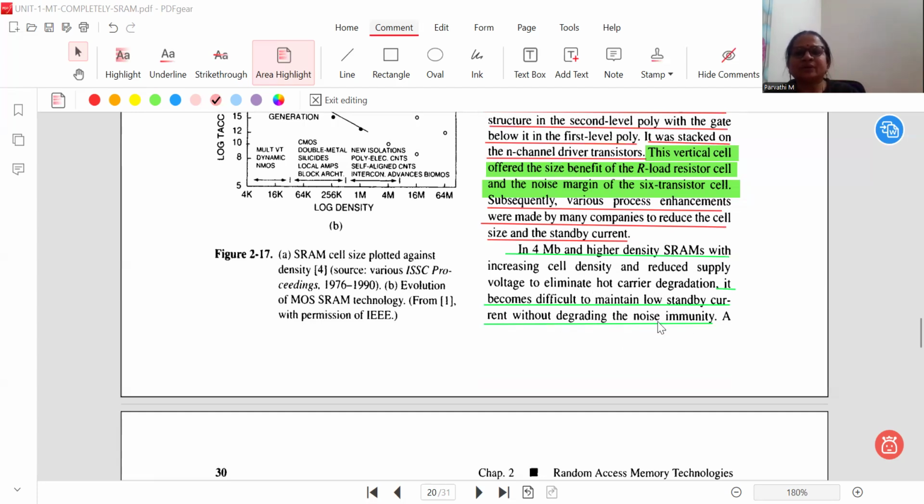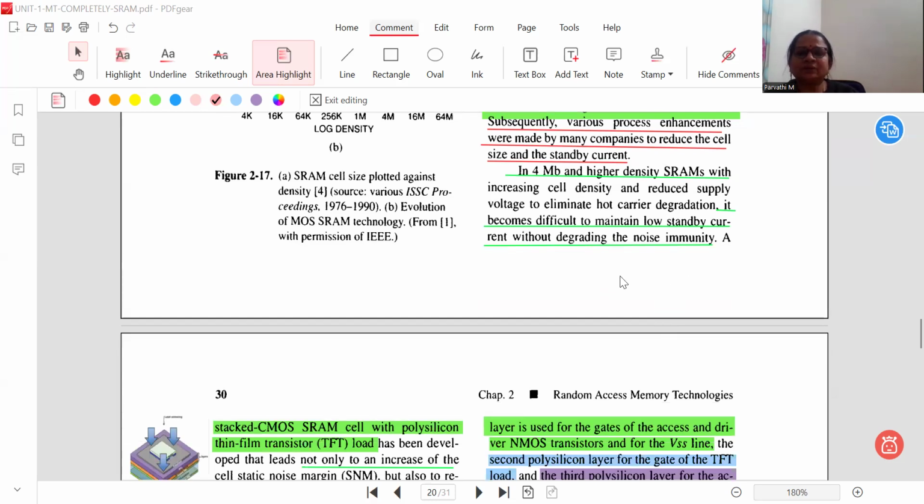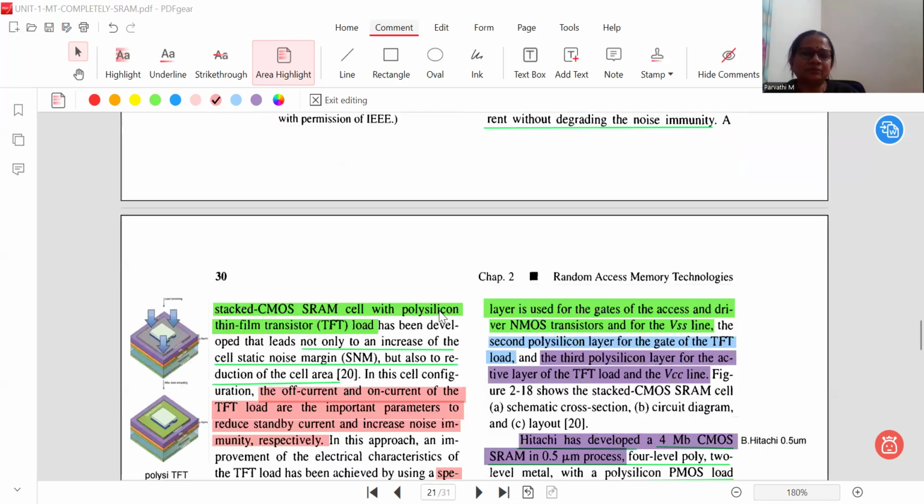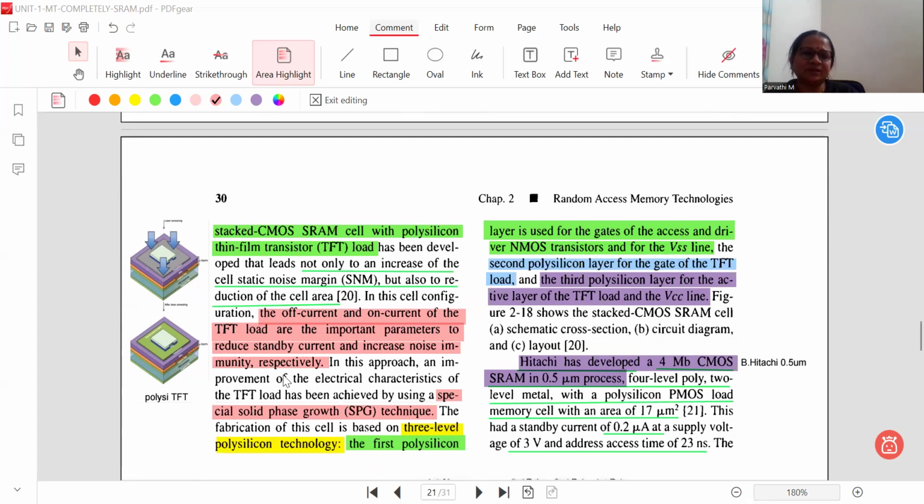In order to maintain the low standby current, standby current in the sense that whenever one cell is operating, another cell is in standby, that means maintaining a low amount of current. So there it has taken advantage of the stacked CMOS SRAM cell with polysilicon thin film transistor load. So this is the stacked CMOS SRAM cell with polysilicon thin film.